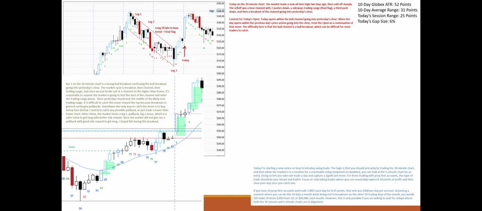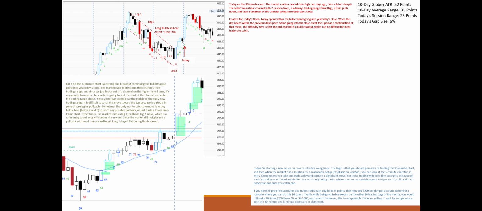Bar 1 on the 30-minute chart is a strong bull breakout continuing the bull breakout going into yesterday's close. The market cycle is breakout, then channel, then trading range, and since we just broke out of a channel on the higher time frame, it's reasonable to assume the market is going to test the start of the channel and enter the trading range phase.